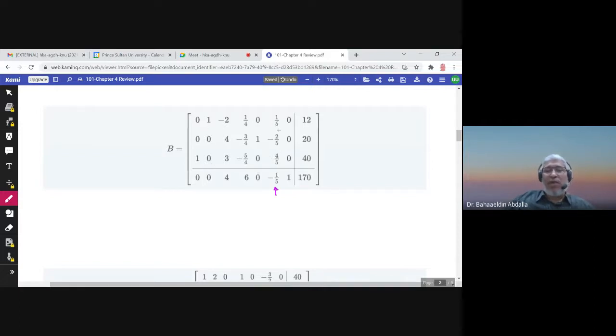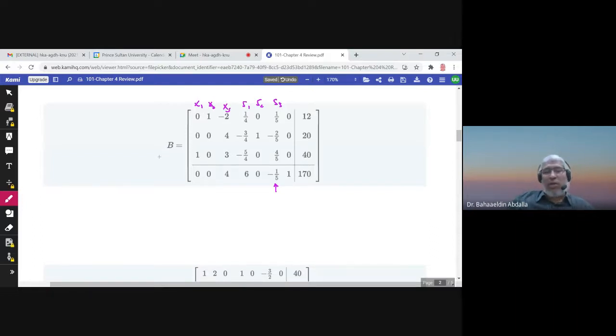I have three horizontal lines. So this is S3, S2, S1, and also I have X1, X2, and X3. Now the value of X1 is 40. The value of X2 is 12, and it is a basic variable. X3 is non-basic and its value is 0.